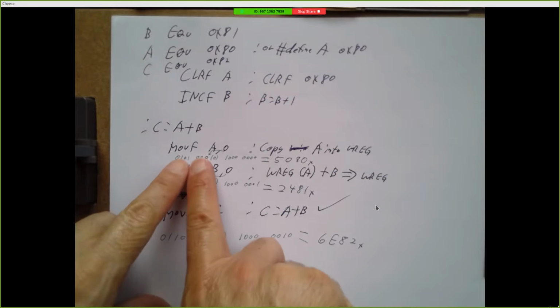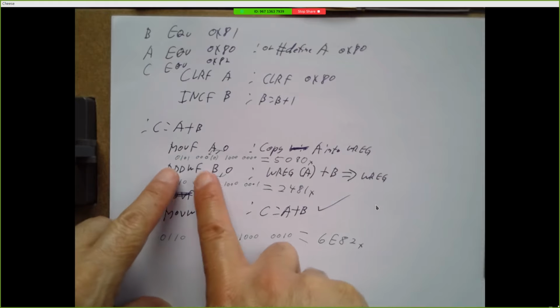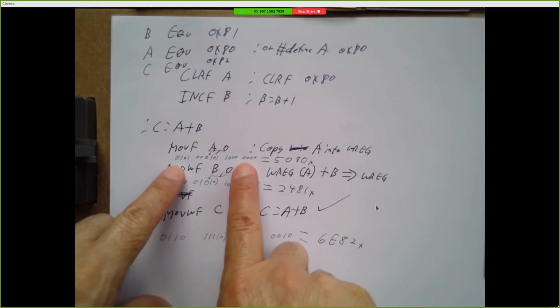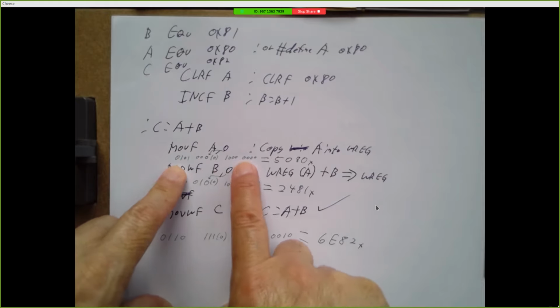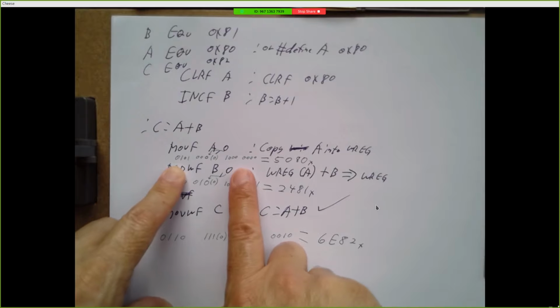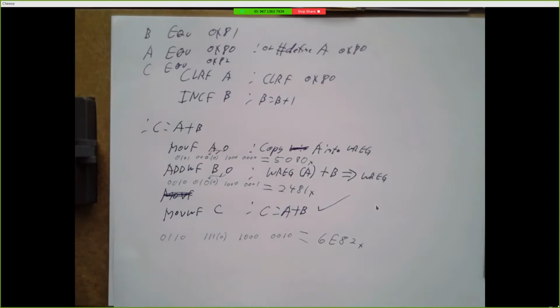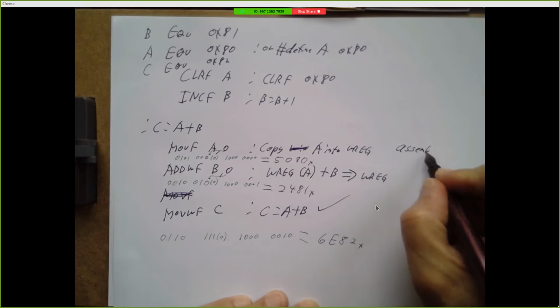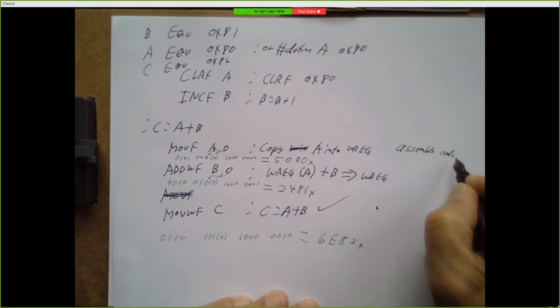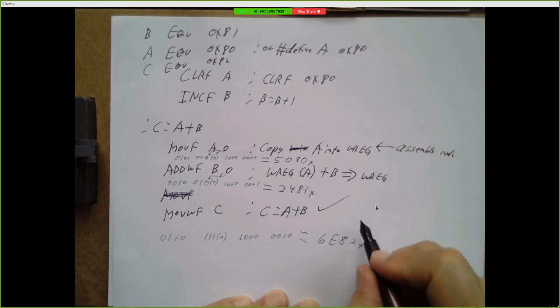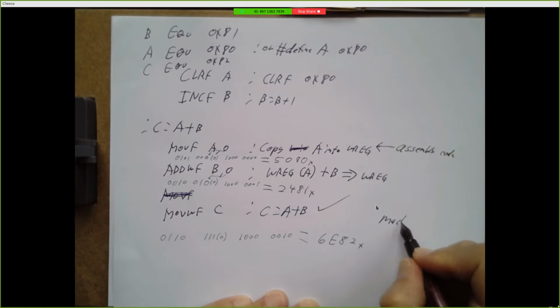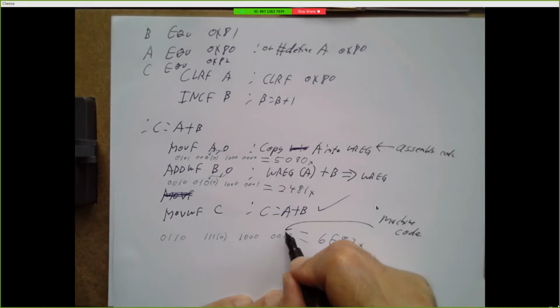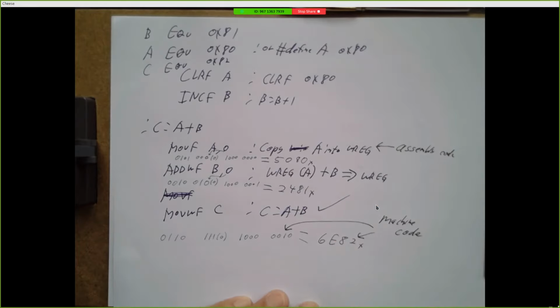So these blue lines, this is assembly language. These lines below them, the ones and zeros, that's machine language. Okay, assembly is human readable. So that's assembly code. Machine code is the ones and zeros.